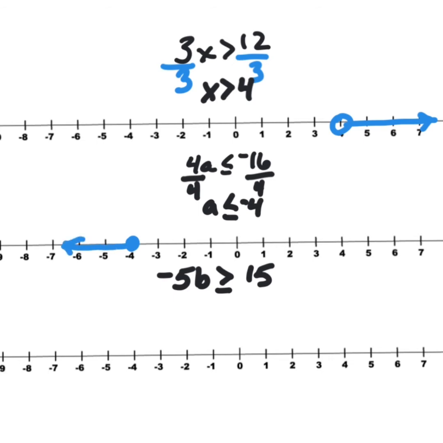For the next one, I have negative 5b is greater than or equal to 15. Need to divide both sides by negative 5. So I need to get rid of that negative 5, so I get b by itself. So I get b is greater than or equal to negative 3. So if it's greater than or equal to negative 3, I'll find negative 3. It includes, because it's greater than or equal to, so it's going to include negative 3. And then is negative 2 greater than negative 3? Yes, it is. So I know I'm going in that direction.